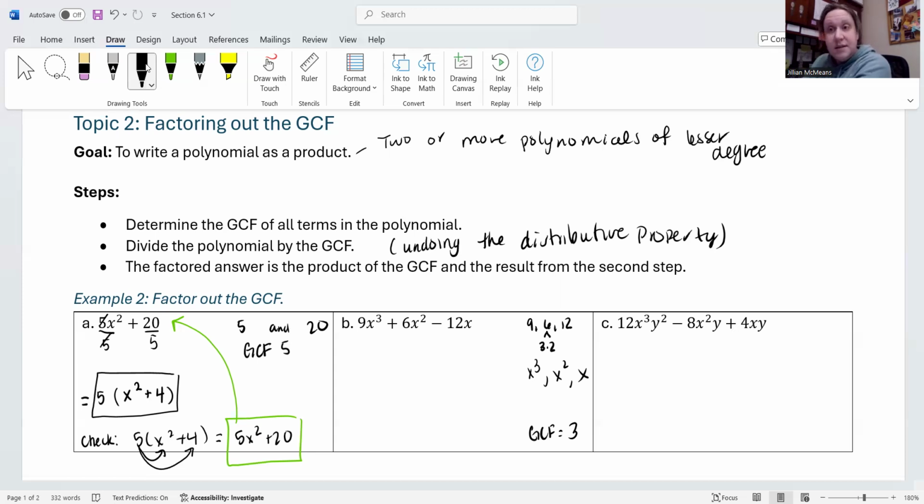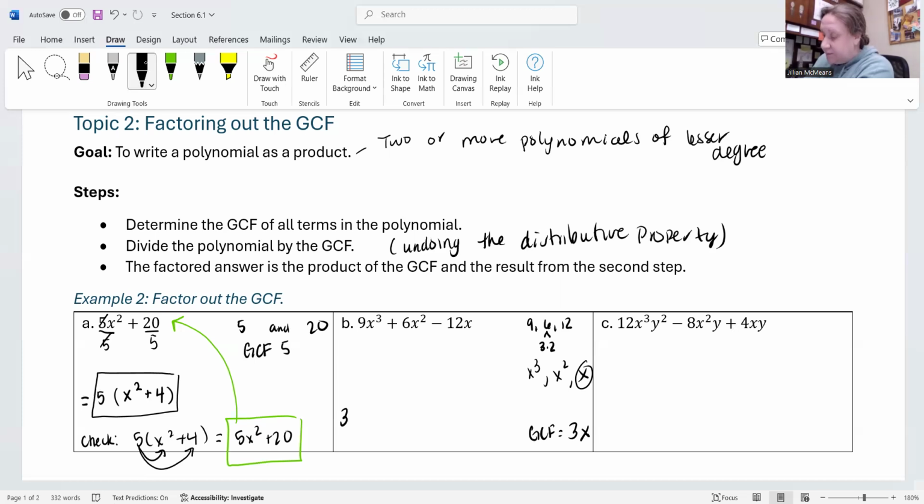If I look at x to the second power, only 2 of the terms have 2 x's, so that can't be the GCF. I have to look at just plain old x. That's the smallest number of variables common to everything, okay? And it is common to everything. All three terms have an x. So my GCF here would be 3x, okay?